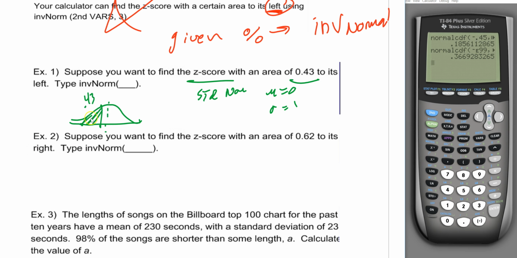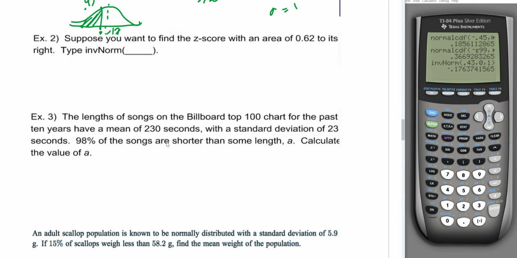And if I want to find what value that is, we're going to go to our calculator, second distribution, invert normal. That's our area, 0.43. Then we put 0, 1 because we're doing standard normal. And you get your answer. That right there is -0.17. Right, it's a little less than 0, which it should be. I can do the same thing going the opposite way.